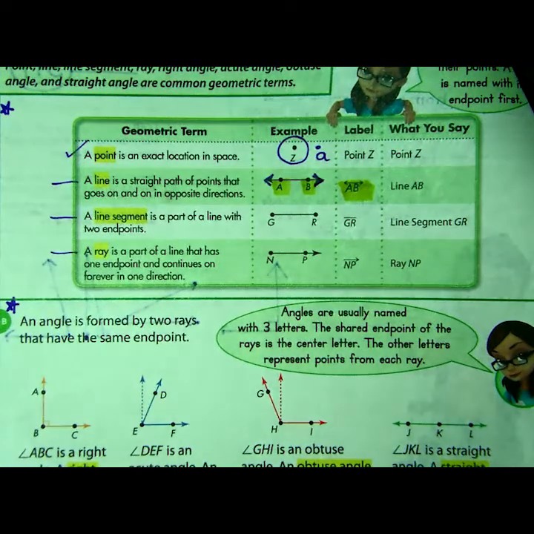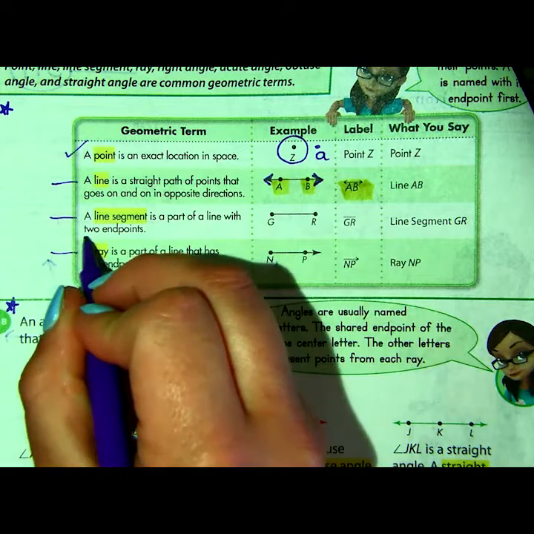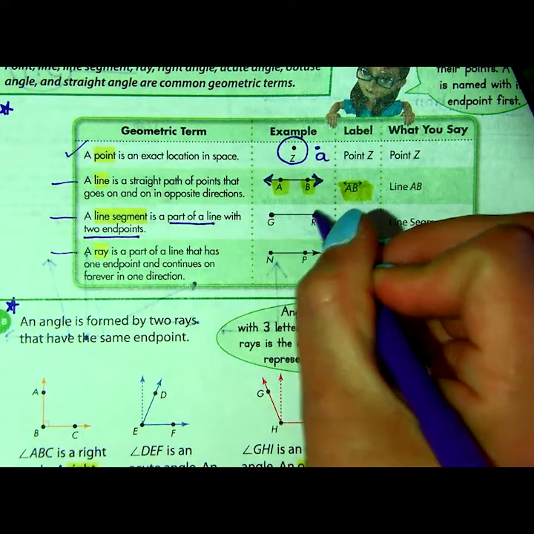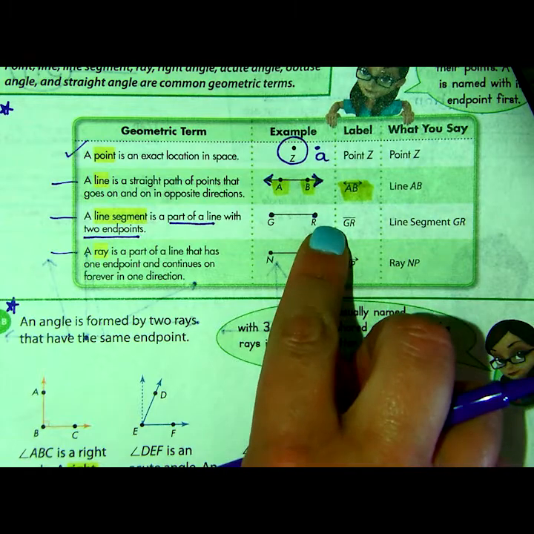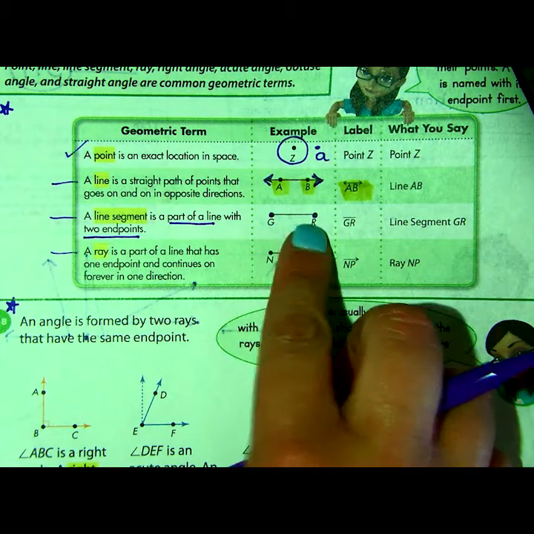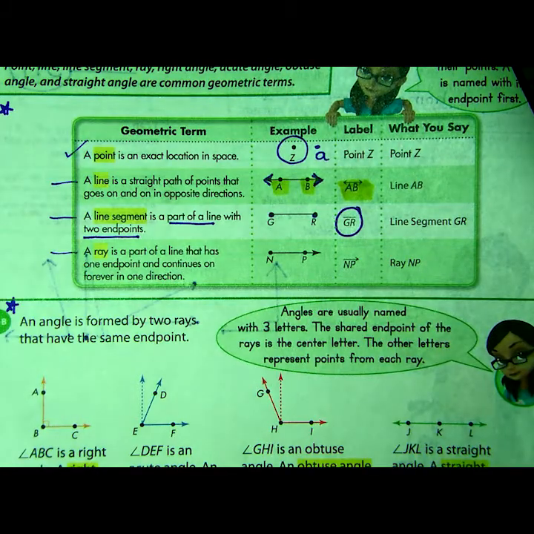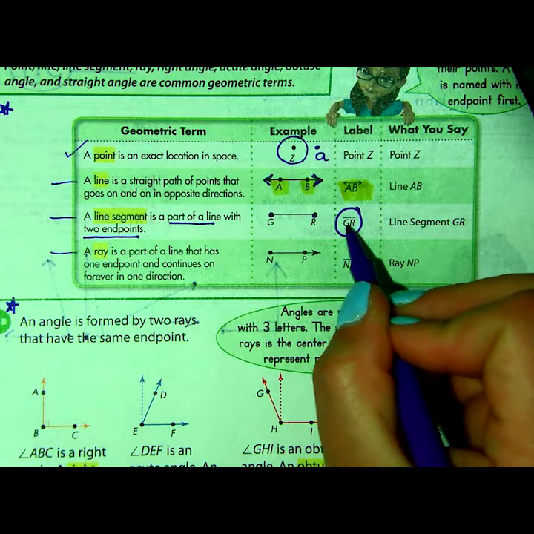Now, what about a line segment? Well, a line segment's almost like you have a line that's going on and on and on forever, and you just take out a small chunk of it. And so you have two endpoints, and again, it's just part of a line. So I can see the two endpoints. There are no arrows. Segment means like part, so it's a line part. Again, how you record this, take a look. It's just a straight line. You would read this line segment GR.